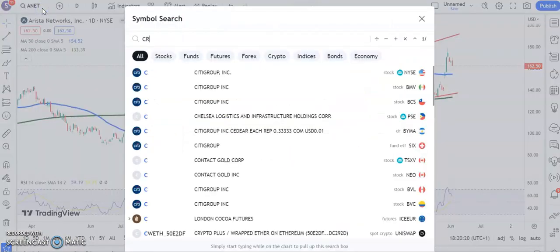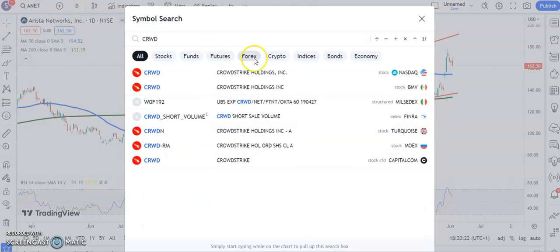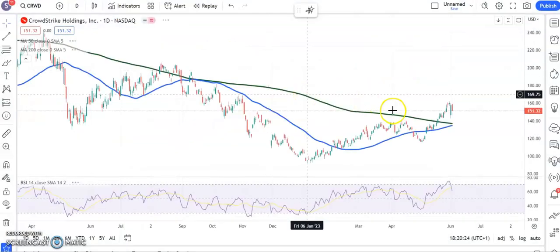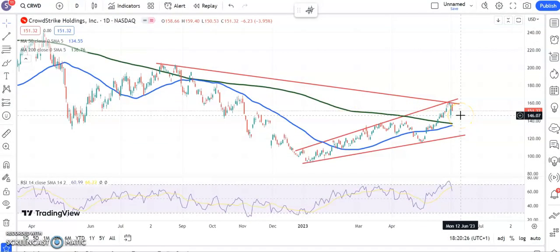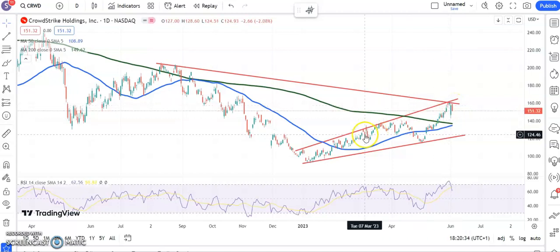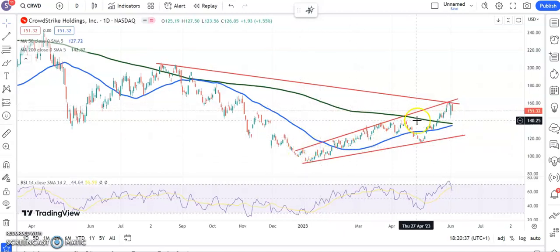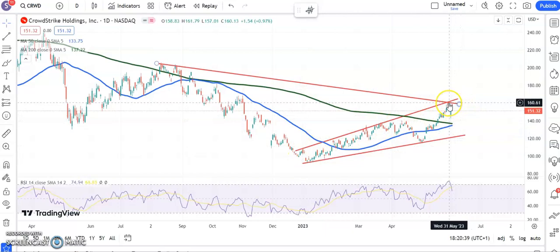Next contender is Crowdstrike, and here we've got perhaps a more complicated situation even than the previous stock. We've got a resistance line there from back in August last year. We've also got the top of a broadening triangle there from December. Both those lines converge around the $160 mark. That's the level to break if we're looking for a new leg to the upside.